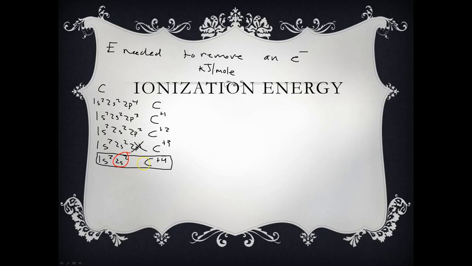Now, carbon can just as easily gain electrons. So if we take a carbon atom, 1s2, 2s2, 2p4, it can just as easily gain one. So we can have a carbon -1 ion, 1s2, 2s2, 2p5, or it can actually gain 2, and it can have 2p6. And so carbon can actually become a negative charge as well.